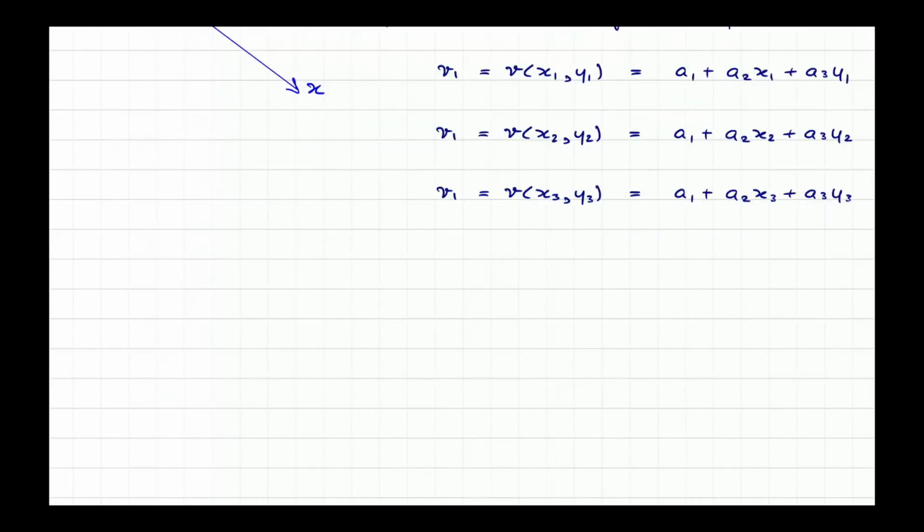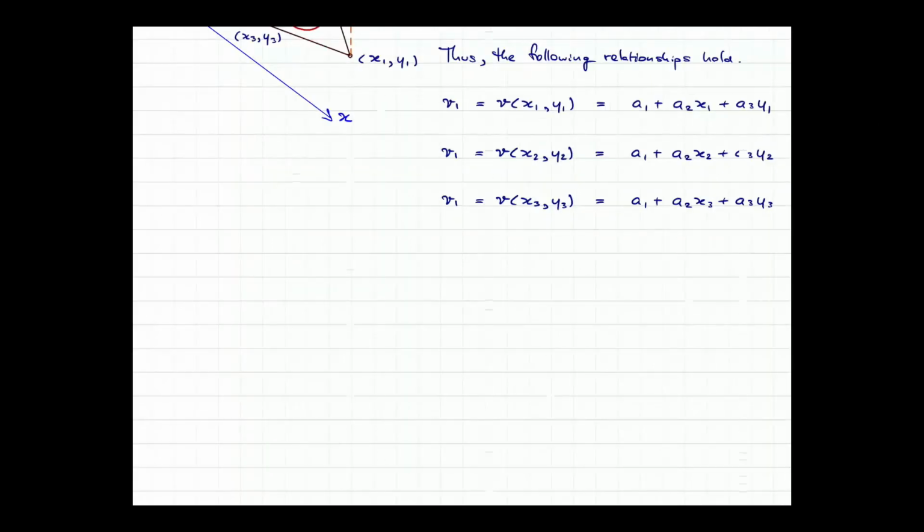So I'll show you here. If you take the a1 out of this column, then you're gonna have just 1 left behind, right? So you're gonna have 1, 1, and 1. If you take a2 out, you get x1, x2, x3, and likewise y1, y2, and y3. So that is actually multiplied by a1, a2, and a3.